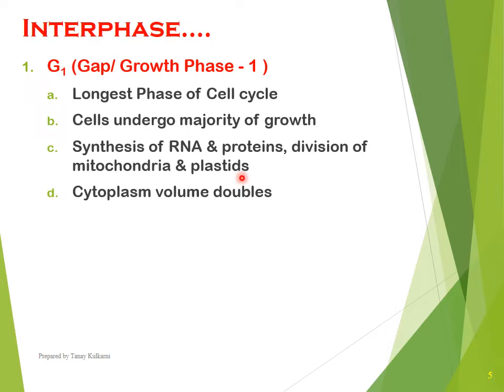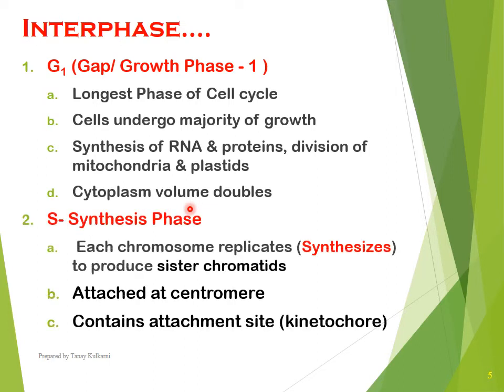Correct? Along with this, the most important part which occurs in G1 phase is that the volume of the cytoplasm doubles, as almost all types of cell organelles double in their numbers. Once this is complete, the cell enters into the second phase, that is synthesis phase.